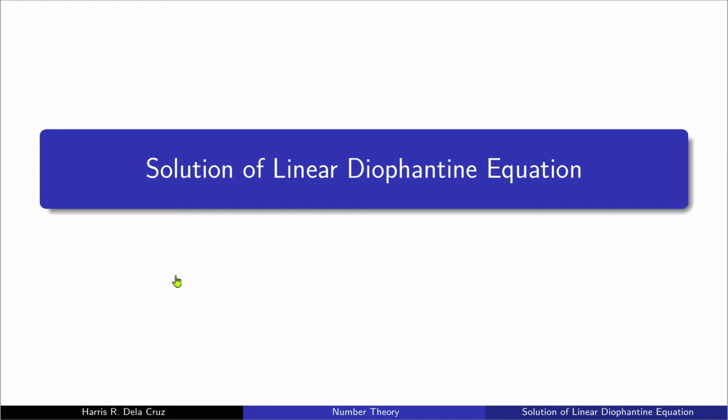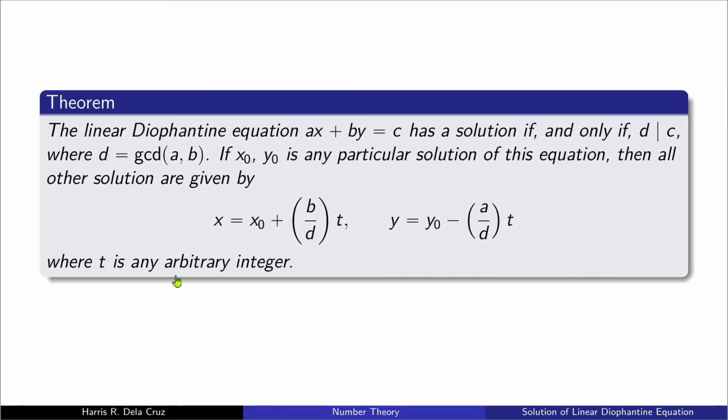So how do you find a solution of a linear Diophantine equation? The linear Diophantine equation ax + by = c has a solution if and only if d divides c, where d is defined as the GCD of a and b. Now, if we were able to find a particular solution x0, y0, then all other solutions may be computed using this formula: x = x0 + (b/d)t, and y = y0 - (a/d)t, where t is any arbitrary integer.